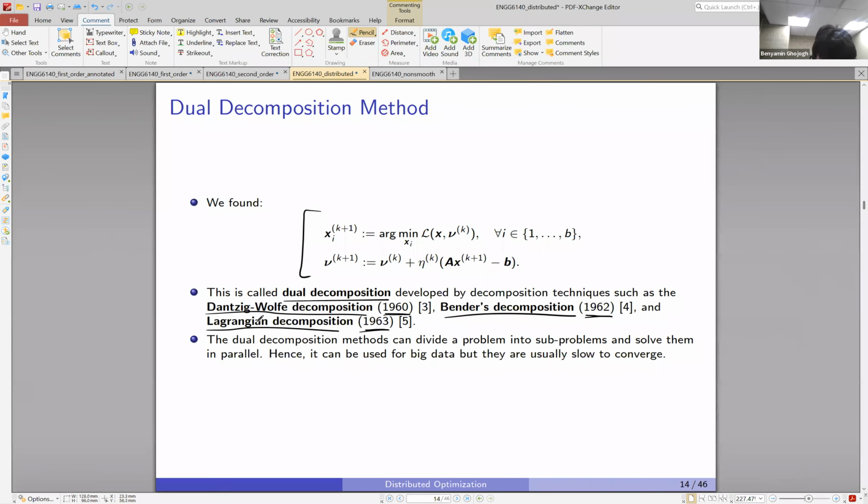The dual decomposition methods can divide a problem into sub-problems. See, it is dividing the problem into sub-problems. Why? Here, it divided the Lagrangian into B Lagrangians, B updates, and solves them in parallel. Why? Because these are independent. x1 and x2, Lagrangian 1 and Lagrangian 2, are independent of each other. So you can do this on B CPU cores, then aggregate them and then do this step. What does it remind you?